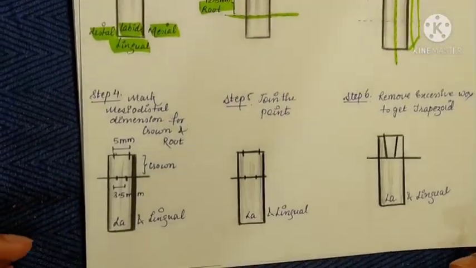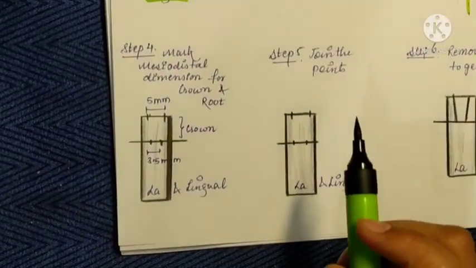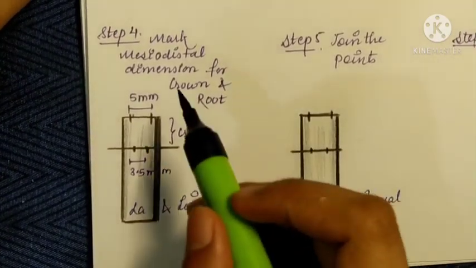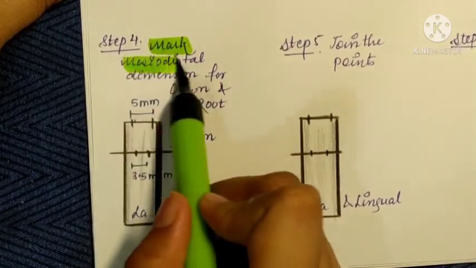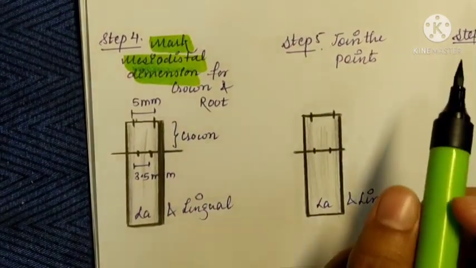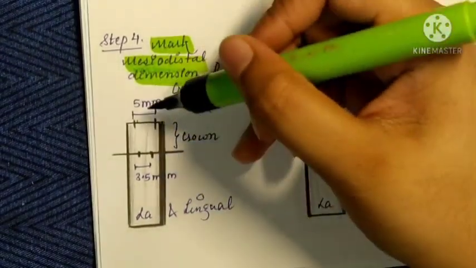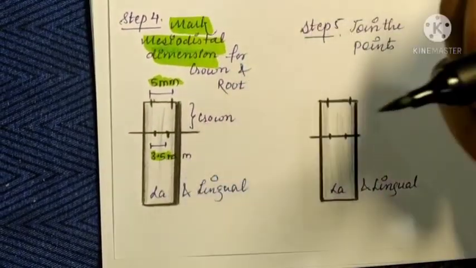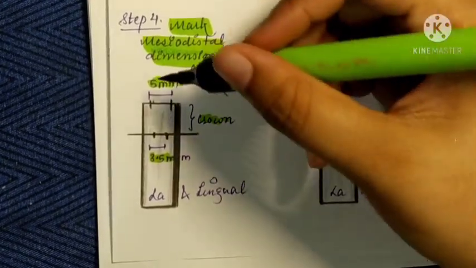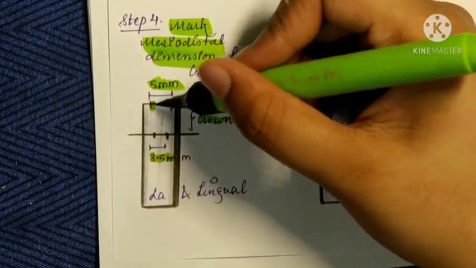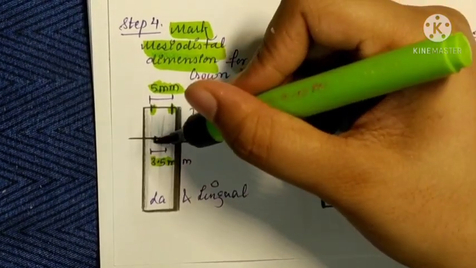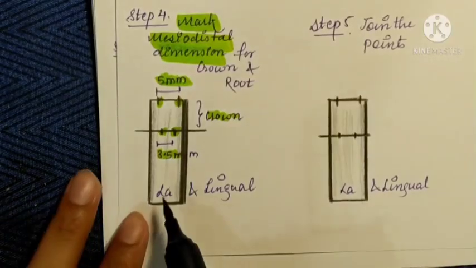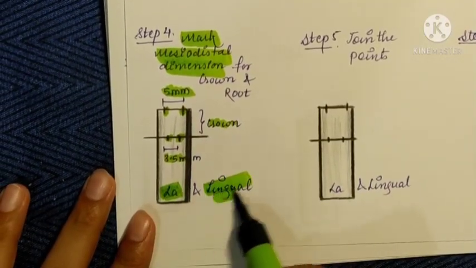Now moving to our fourth step, and in the fourth step we have to mark the mesiodistal dimension. Here the mesiodistal dimension for the crown is 5 mm and the mesiodistal dimension at the cervix is 3.5 mm. Mesiodistal dimension for the crown portion is 5 mm, and at the cervix this is 3.5 mm. We have to mark this on both sides, that is labial side as well as the lingual side.